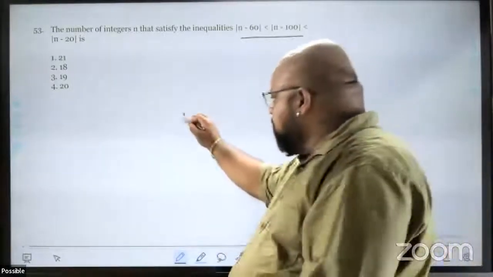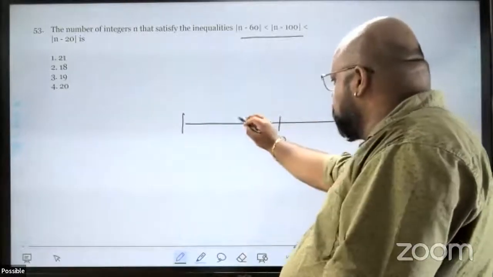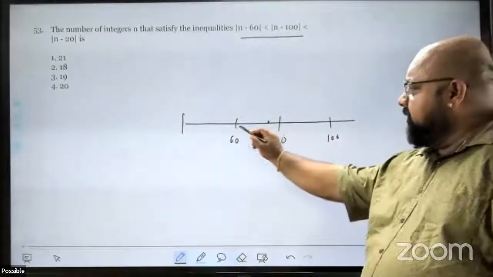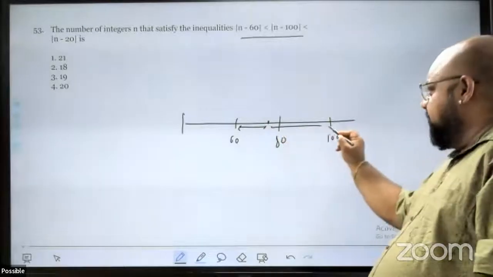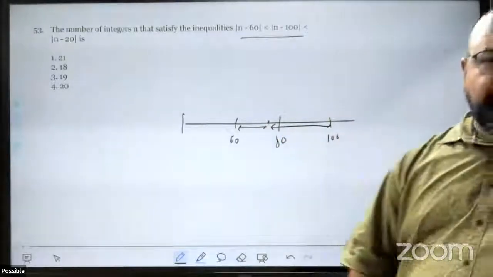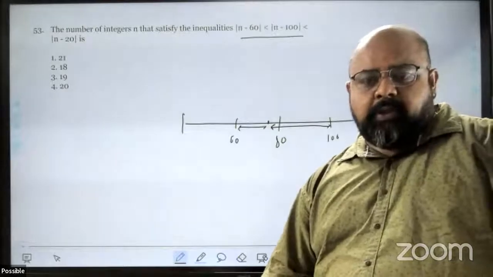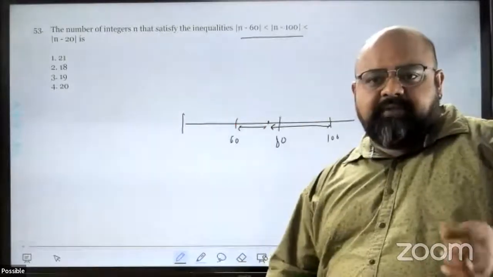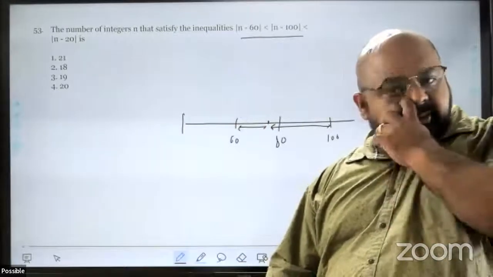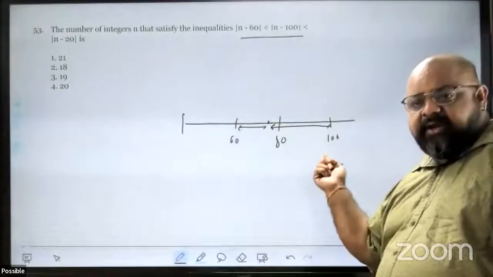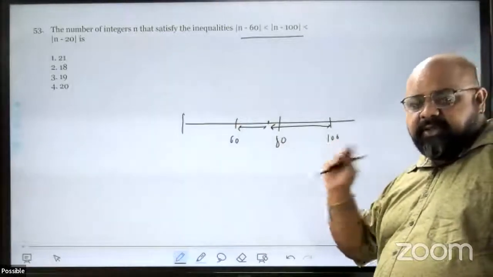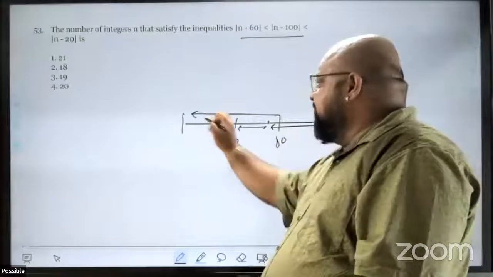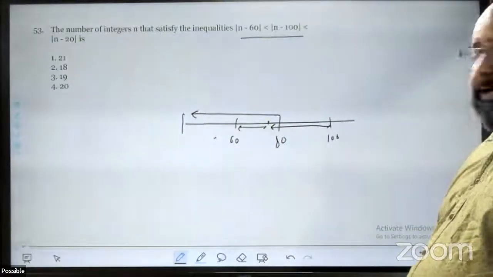Now if a number is here, the difference of this number from 60 would be less than the difference of this number from 100, right? And this will be true for anything that is on the left of 60. The difference from 60 will be less than the difference from 100. For anything beyond 80, the difference from 100 will be less than the difference from 60. Therefore, for the first inequality, everything less than 80 will satisfy it, right?